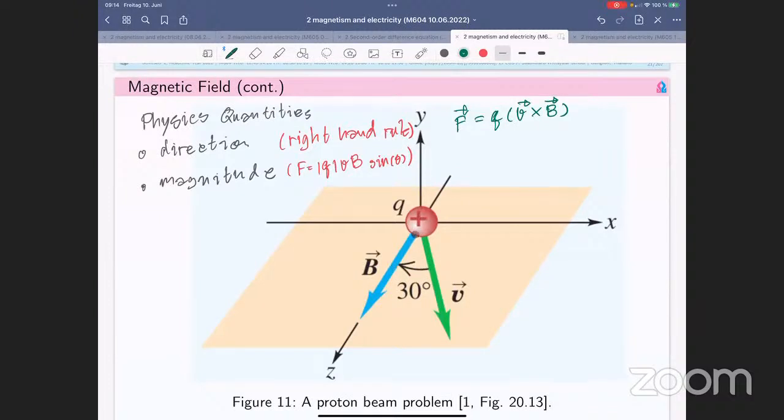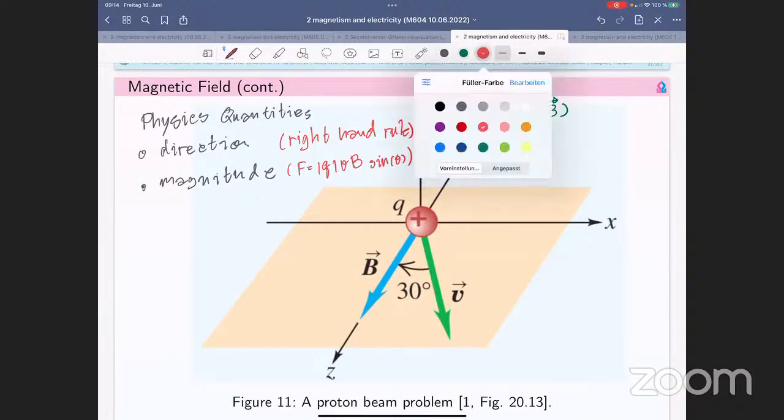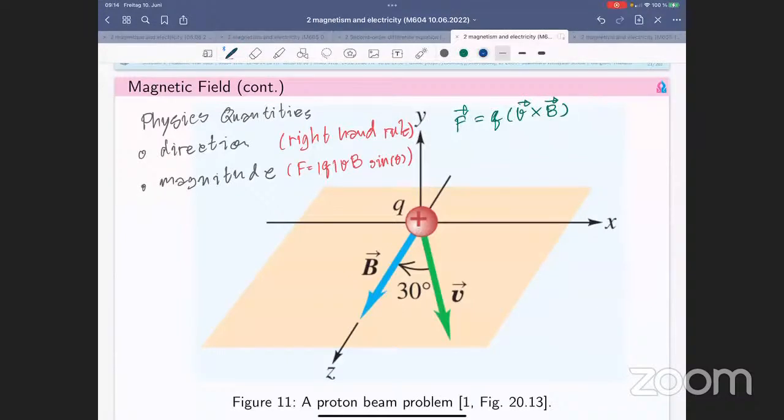Will your thumb point upward or downward? The answer is down, downward. The force will point in this way, in the negative y direction. This is the induced force. That's the direction we have.